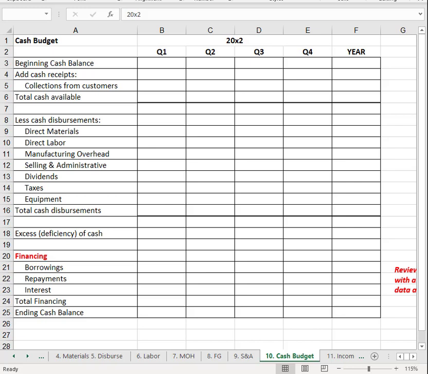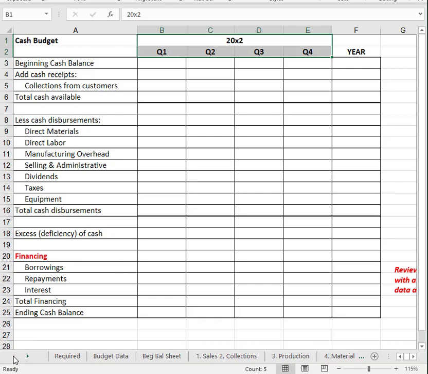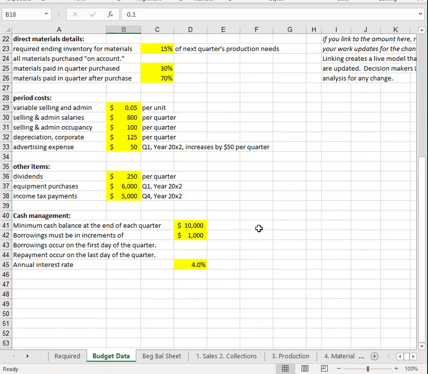And then we can see at the end of each quarter, do we have enough cash? And if not, do we need to borrow? And if we have borrowed and now we have excess cash, can we repay? So let's just review for a minute the data that was given to us regarding the rules about cash.